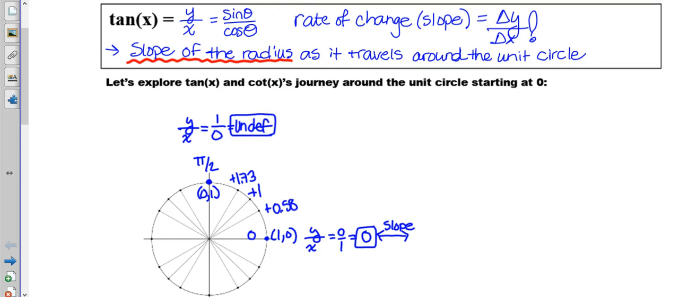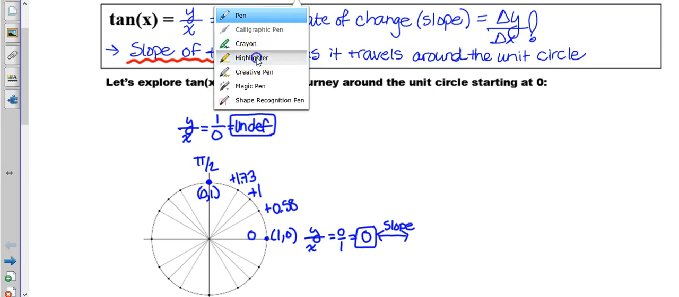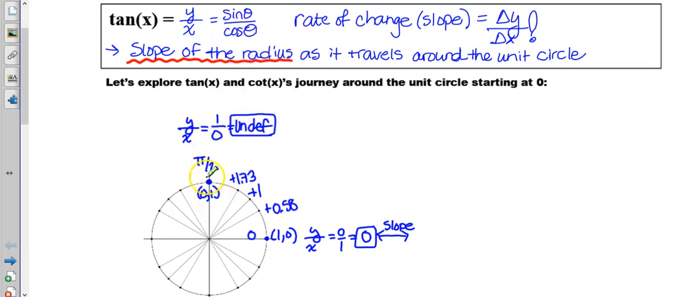Which makes sense because if I get my highlighter out here, if I consider the slope of this vertical line, back in 8th, 9th grade, we know that the slope of a vertical line is undefined. Can't do it. So I want to make this super obvious to myself. Vertical line, no good, undefined slope.